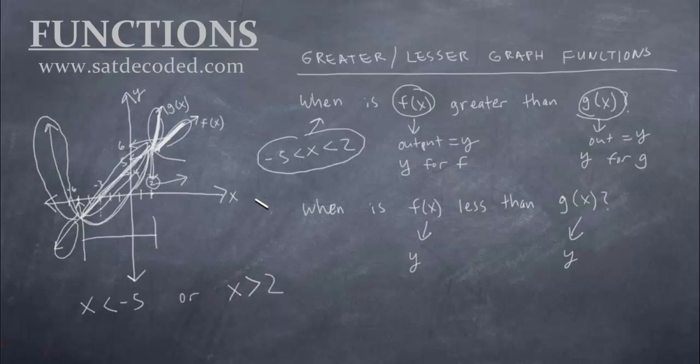If x is between the middle part from here to here, that's our previous question, -5 to +2. But since we're looking for less than this time, this is our answer for that: x is less than -5 or x is greater than 2.